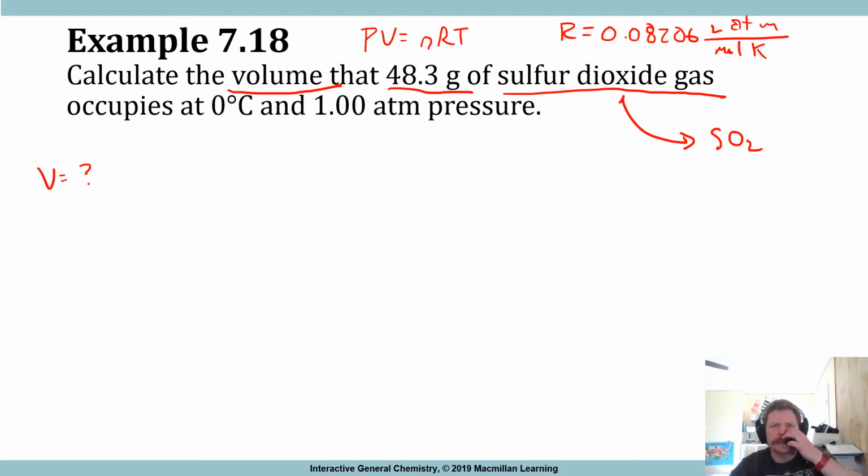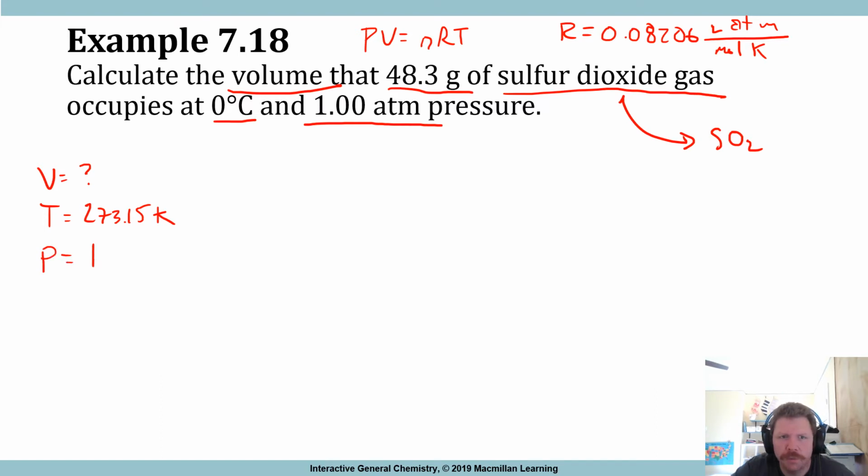SO2 gas occupies at a temperature T equals 0 degrees Celsius, which I'm going to convert to 273.15 Kelvin because I want my temperature in Kelvin, and at 1 atmosphere pressure. Okay, 1 atmosphere, P equals 1 atm.